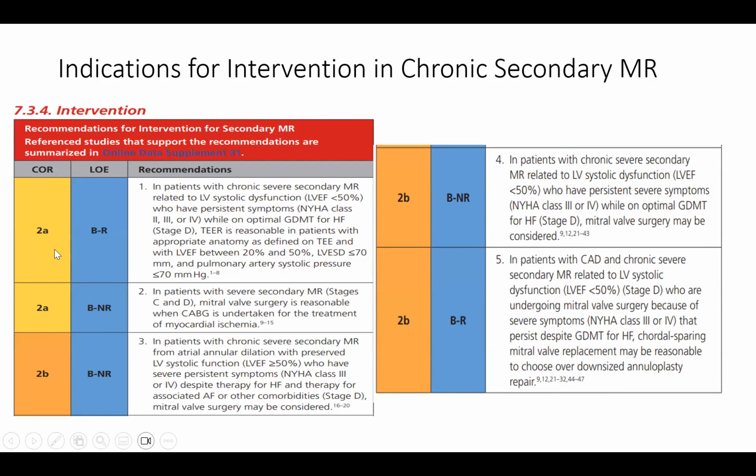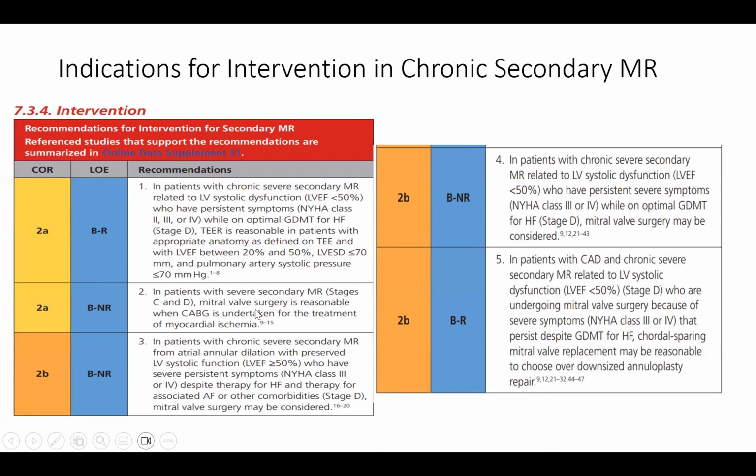Should we intervene? There's no class 1 indication, at least according to the ACC/AHA, for secondary MR getting surgery. But we have class 2A, so we could consider it in patients who have LV dysfunction and really bad symptoms despite their optimal GDMT, where perhaps the MR is contributing, and if we think they have appropriate anatomy and all of that. So we could do this.